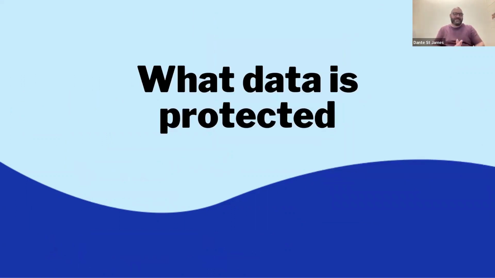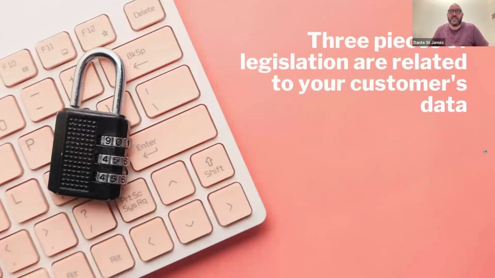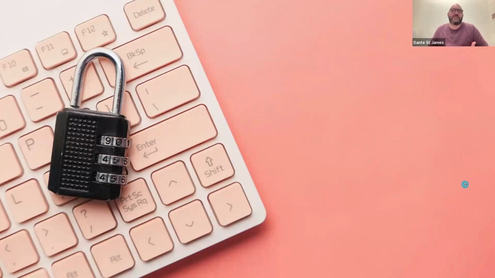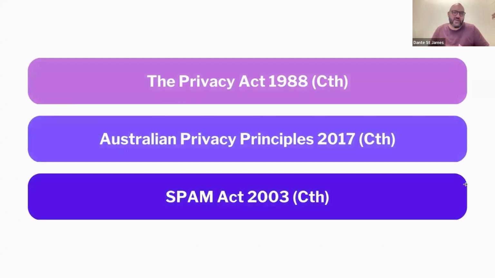So what data is actually protected? That's a great question to ask, because there are 3 pieces of legislation that tell us what that is. And they're related to our customers' data in these ways. You've got the Privacy Act of 1988, which is a Commonwealth law. That's what the CTH means at the end of any laws you see.